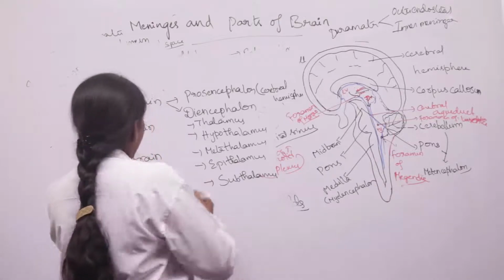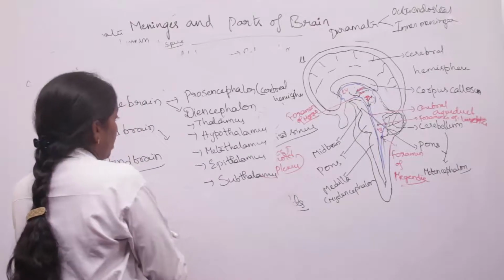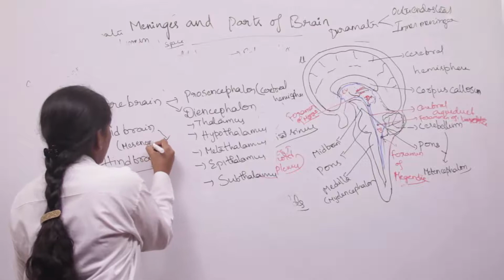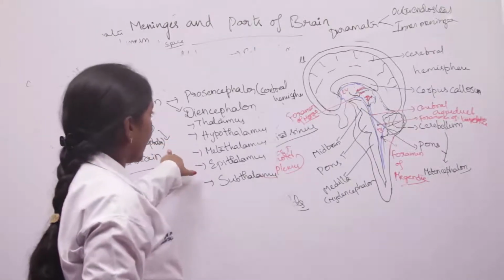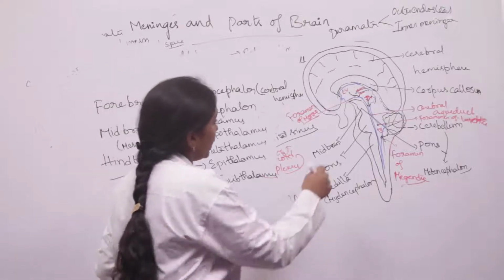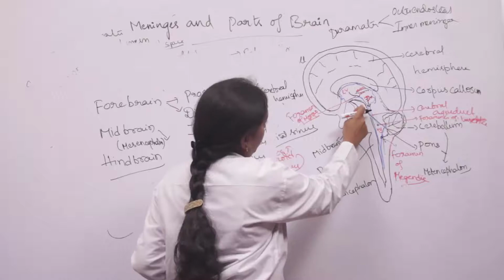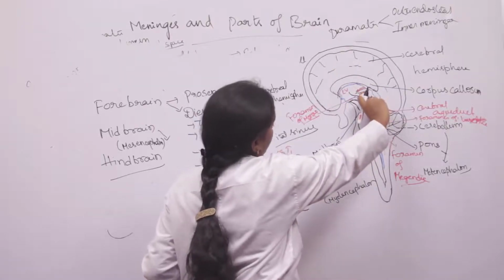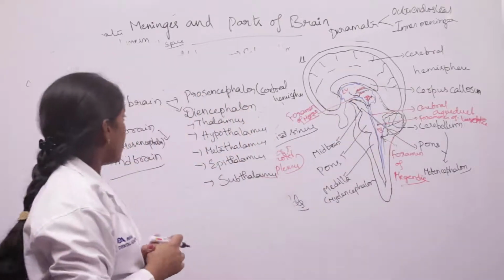And coming to the midbrain, it is otherwise called the mesencephalon. Here is the midbrain. We can see the midbrain here, and these two are the cerebral hemispheres. Here we have the thalamus. The thalamus and cerebral hemispheres constitute the prosencephalon.